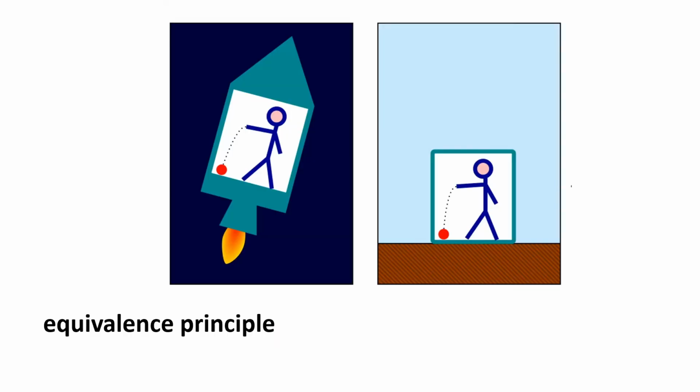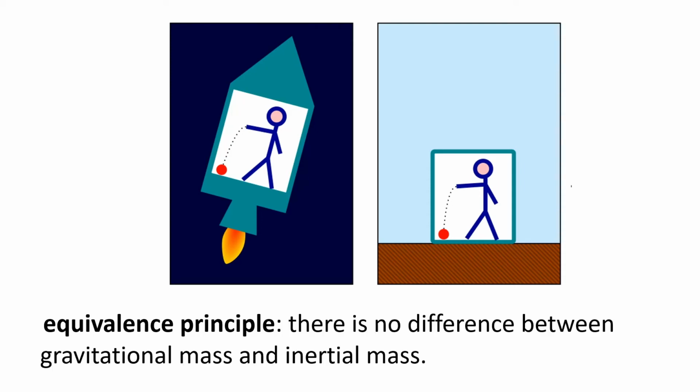Einstein also established the equivalency principle. In a closed box, you can't tell if you're accelerating through space or you're being pulled down by the gravity of Earth. Or there is no difference between gravitational mass and inertial mass. This is why we always define mass as being both the amount of a substance of an object and a measure of that object's inertia.